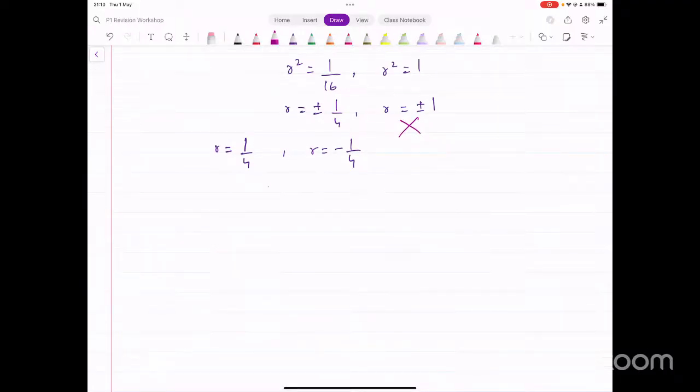And then you can find the sum to infinity from this. You know that the value for a is 10. You can find the two possible values of sum to infinity. 10 over 1 minus 0.25. That will give you one answer. And 10 over 1 plus 0.25. That will give you another answer. And that's it. That's the solution that you get from this.